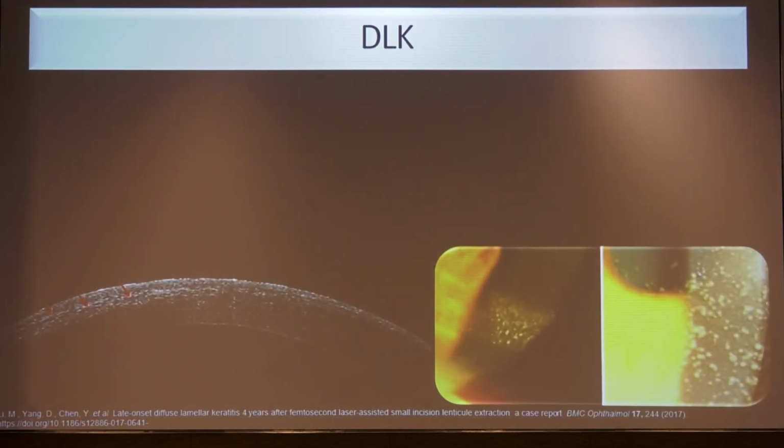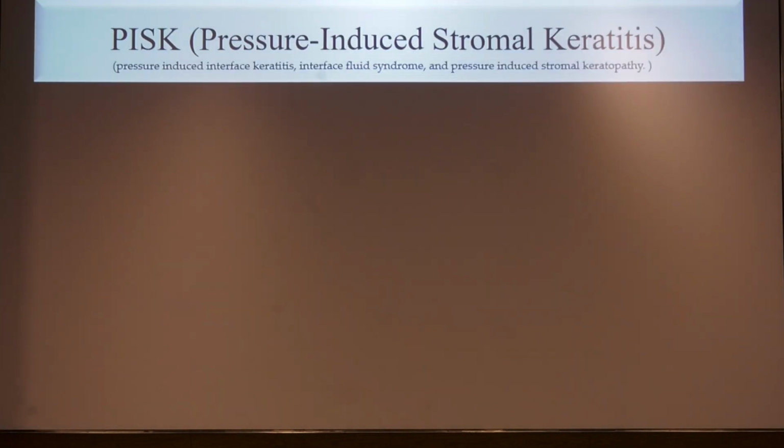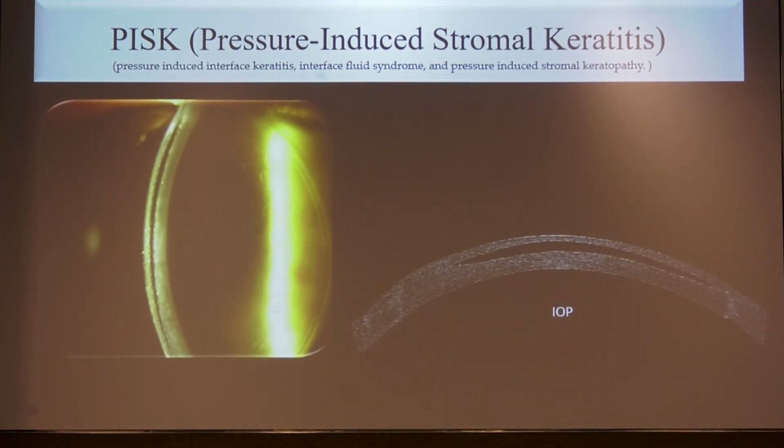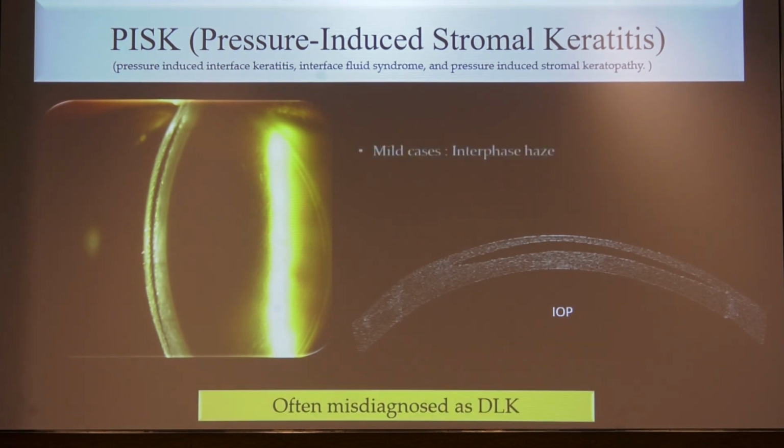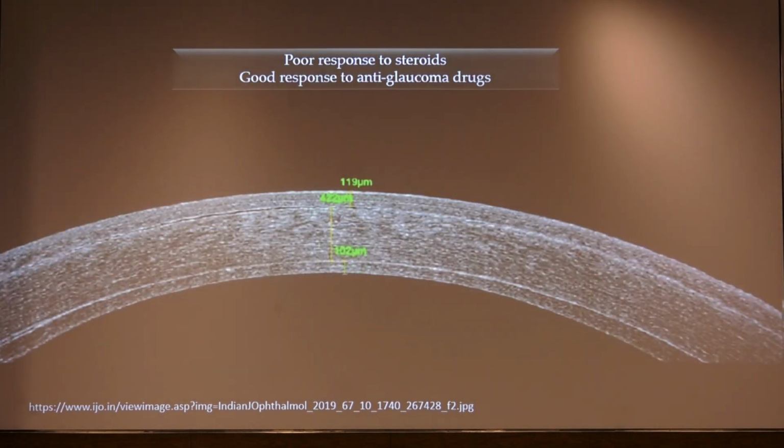This is an image showing interface haze, showing diffuse lamellar keratitis, which can progress to involve both the center and the periphery. So it has to be detected and treated on time. There is another entity called pressure-induced stromal keratitis, also called interface fluid syndrome. In the early cases, you can just see an interface haze, which is often misdiagnosed as DLK. But in the severe cases, you can actually see a fluid-filled cleft. So IOP has to be measured, and these cases respond very well to anti-glaucoma medications. This is the pre-op and the post-op picture.